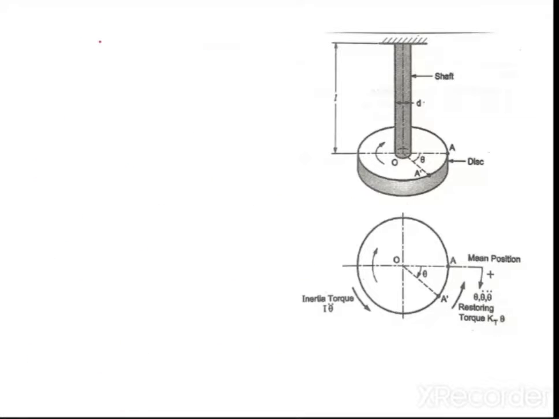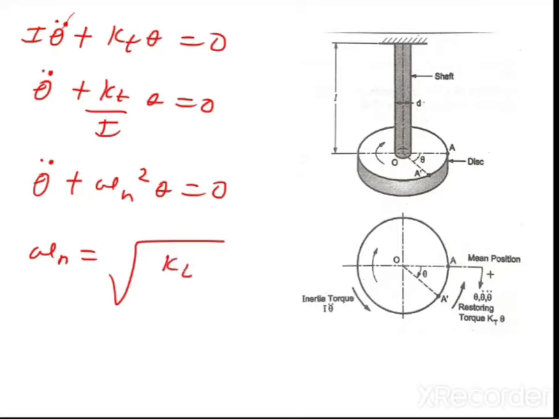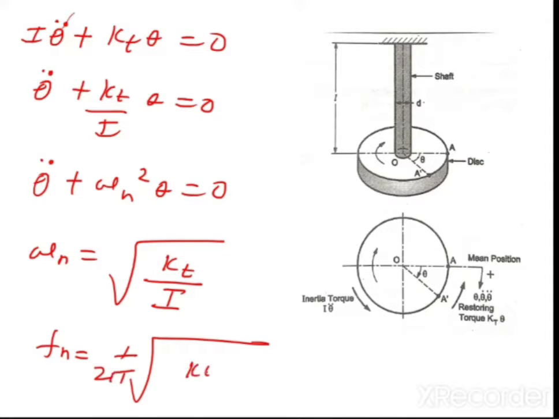So the remaining will be I into theta double dot plus kt into theta is equal to 0. So theta double dot plus kt upon I into theta is equal to 0. Compare with the standard equation. What is the standard fundamental equation? Theta double dot plus omega n square into theta is equal to 0. You are getting omega n is equal to square root of kt upon I. So you are getting fn is equal to 1 upon 2 pi square root of kt upon I.